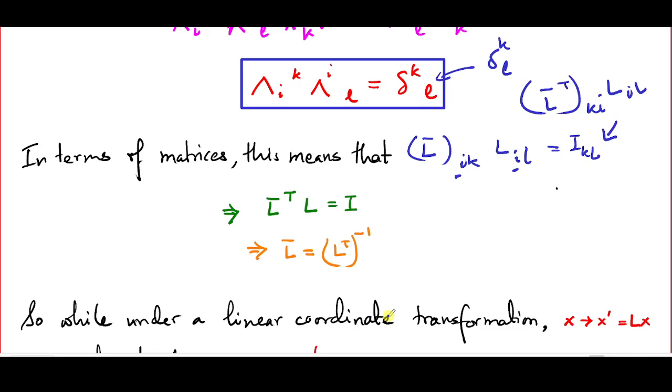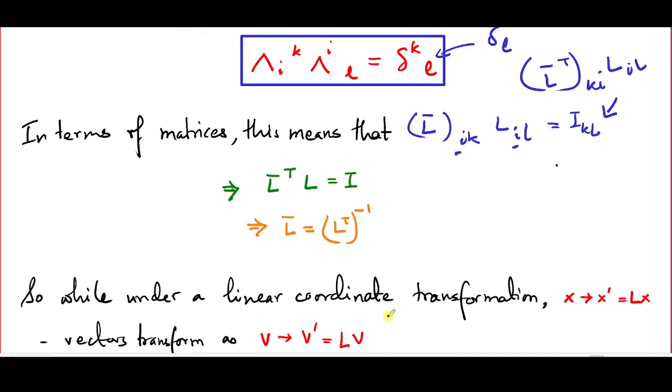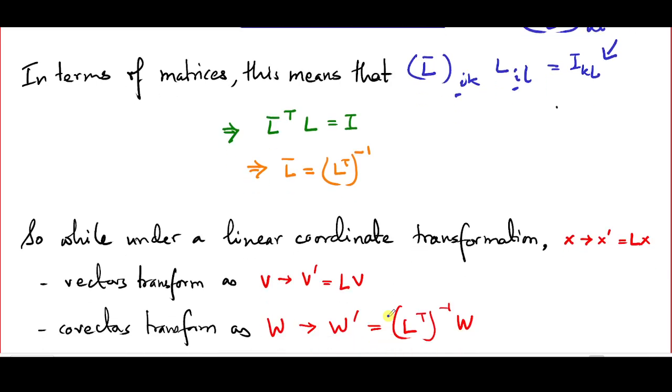Now, we can sum up by saying, while under a linear coordinate transformation x goes to x prime, which is Lx, vectors transform as v goes to v prime, which is Lv, the same transformation as the coordinates. Covectors transform as w goes to w prime, given by L transpose inverse w.